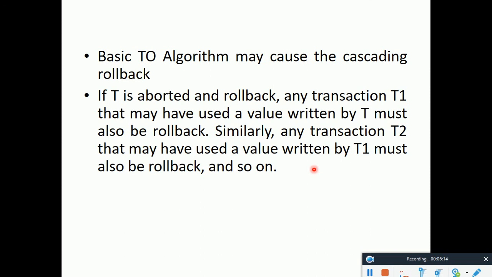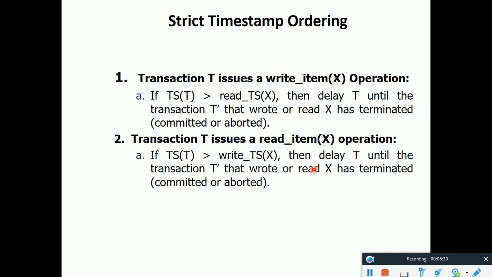The basic TO algorithm may cause cascading rollback. Why? Because whenever we are using the basic TO algorithm, it reads and writes values based on the timestamp, but whether those transactions are committed or aborted is not checked in the basic timestamp algorithm, so it will suffer from cascading rollback. So how can we arrest this problem?